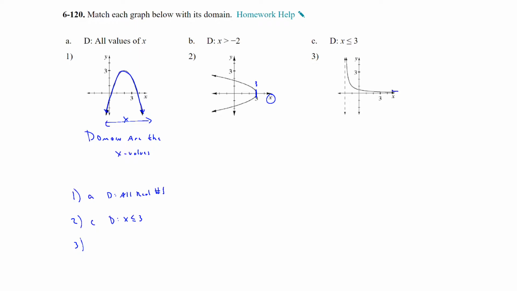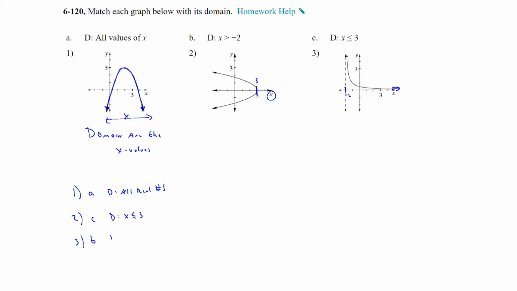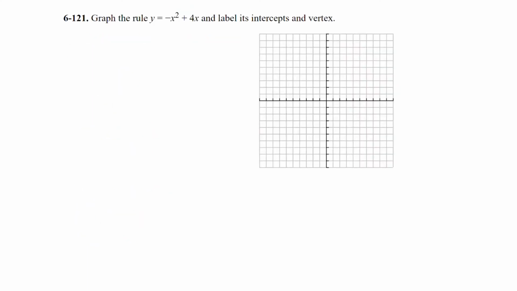Your domain keeps going to infinity that way, but you can see right here, it's going to start at -2. And so it gets closer to that line but doesn't actually hit it. So that would be B, where your domain is all x values that are greater than -2. So question 120 is dealing with the domain.